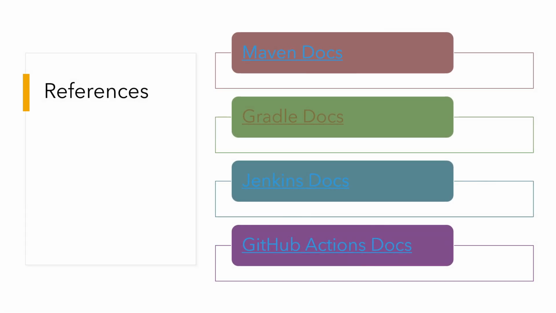These are the sources I used for this presentation. The information primarily comes from official documentation and resources for the tools discussed, including Maven, Gradle, Jenkins, and GitHub Actions. Reviewing the official documentation helped ensure that the concepts and workflows presented are accurate and reflect how these tools are actually used in real-world development.